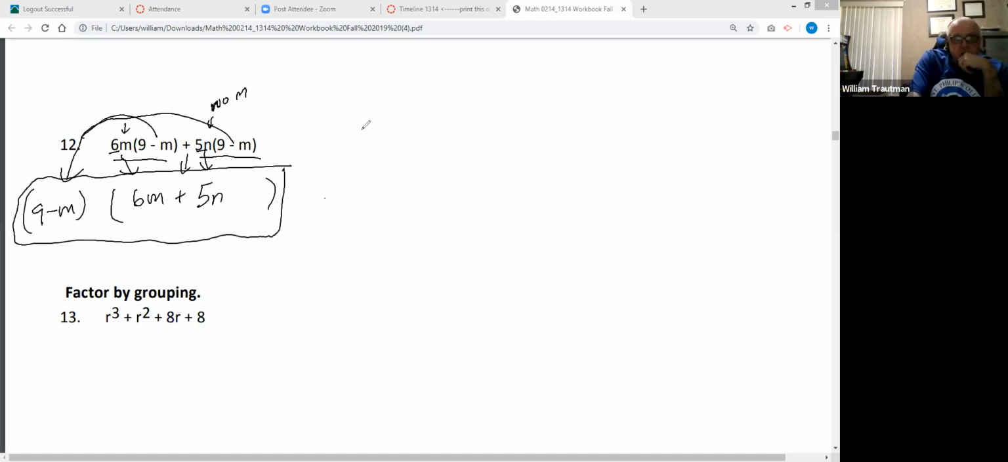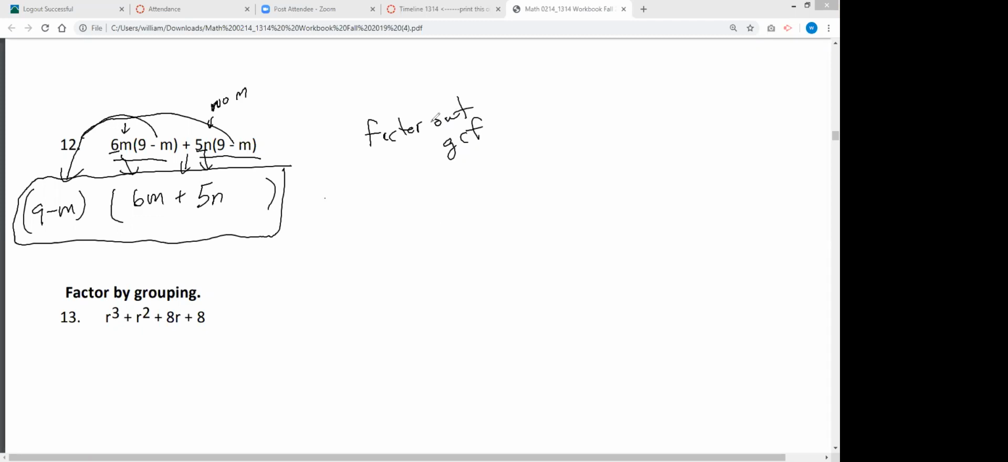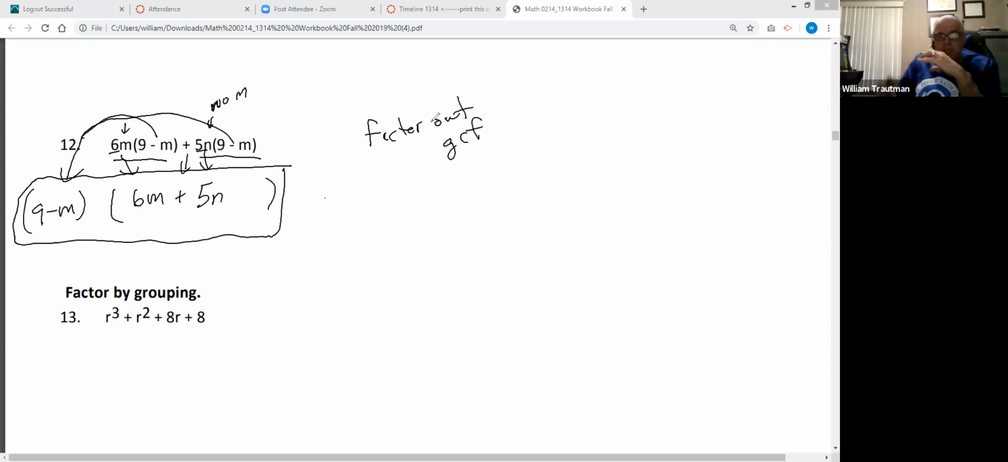And this is called factoring out the GCF. Factor out the GCF, the greatest common factor. It just so happens the parentheses was the GCF. Do you have to put the parentheses around the 9 minus m? Yes, because it's glued together. If you don't do it, the order of operations messes it up. Remember, do everything in the parentheses. I don't know what m equals, but we have to do all that inside there first. Yes, you do.